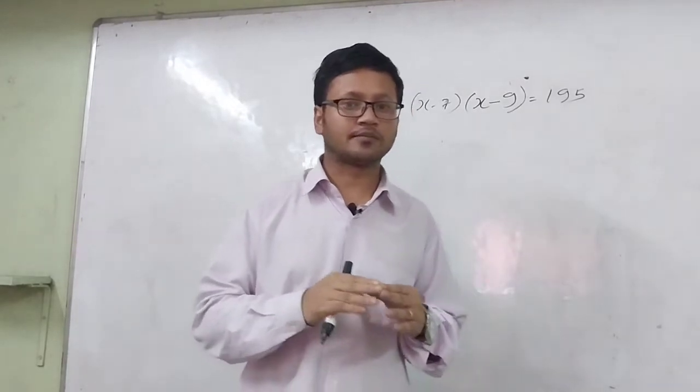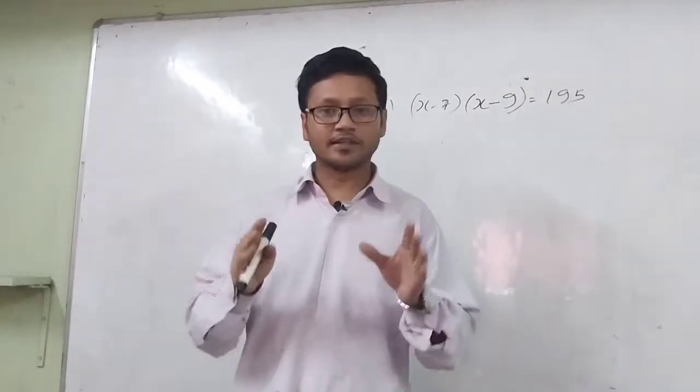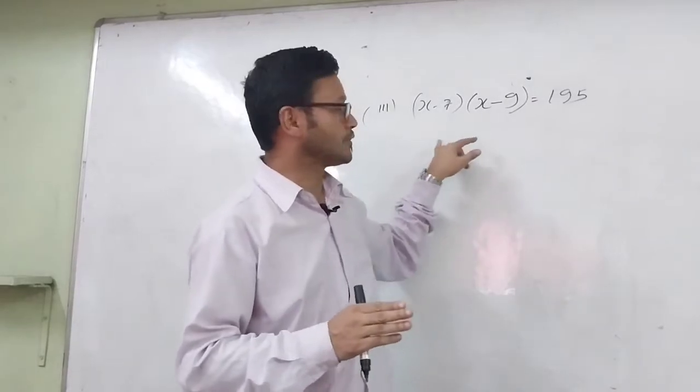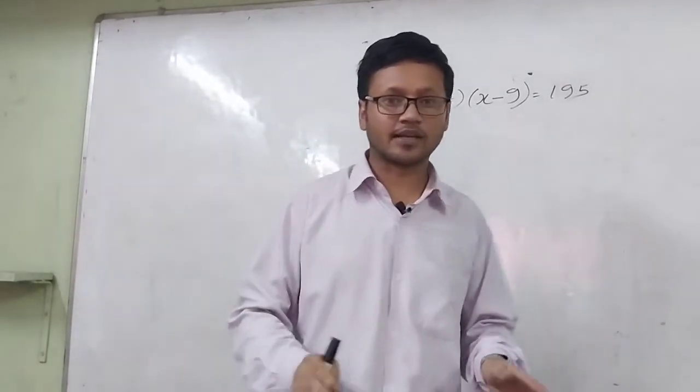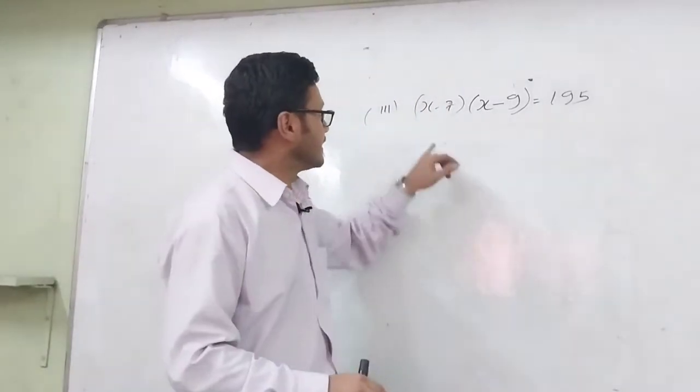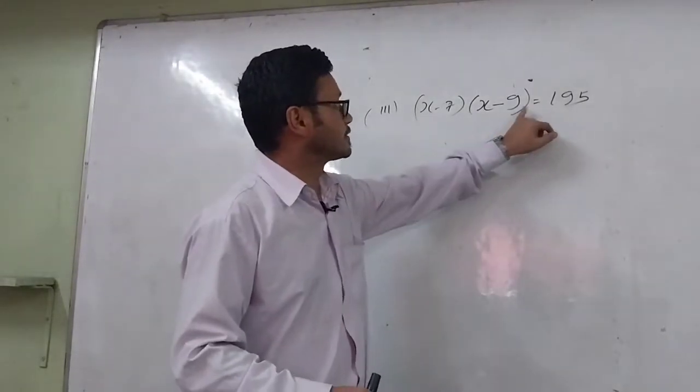Now today in this video we will just do these quadratic equation questions. Okay, now the third question is (x minus 7)(x minus 9) equals 195.